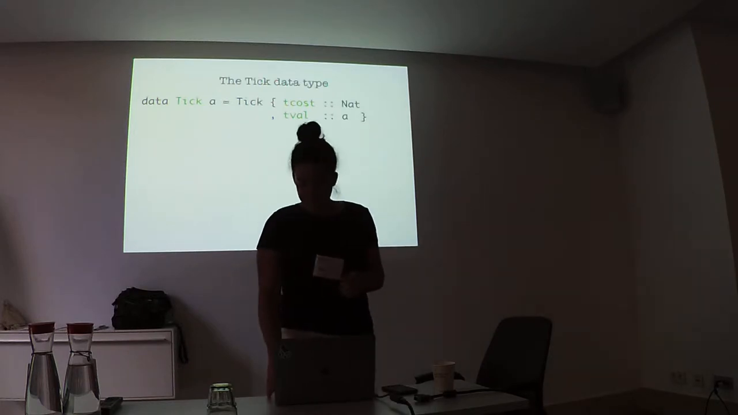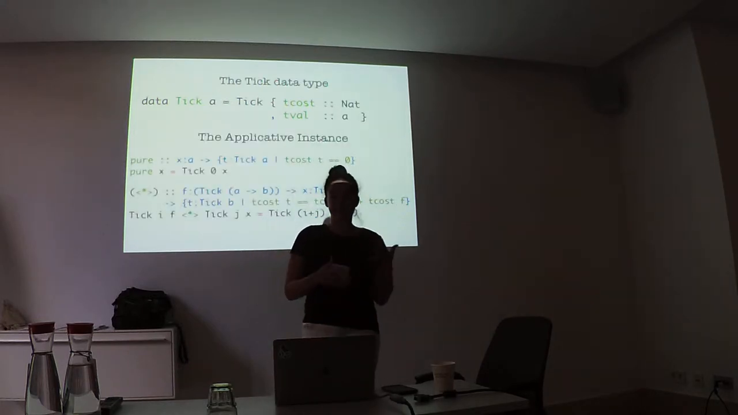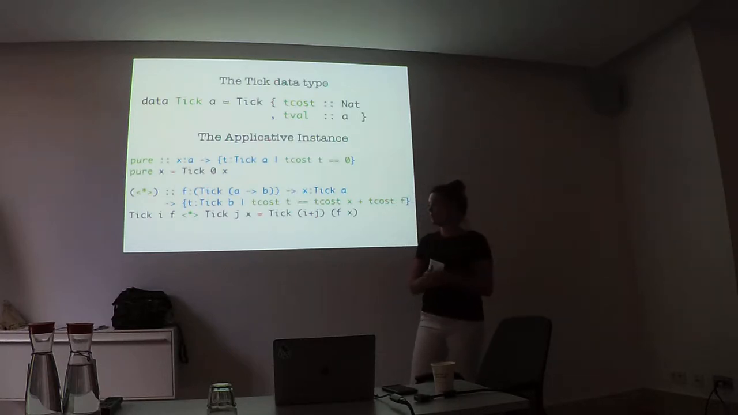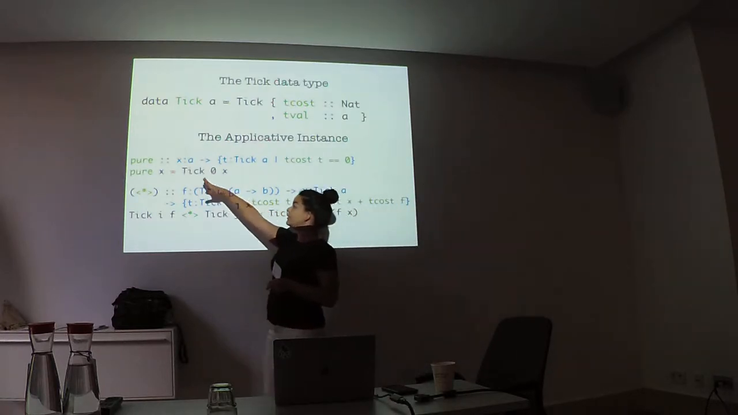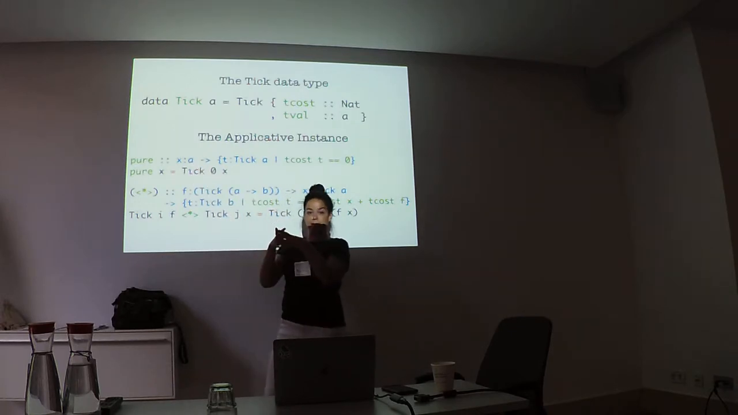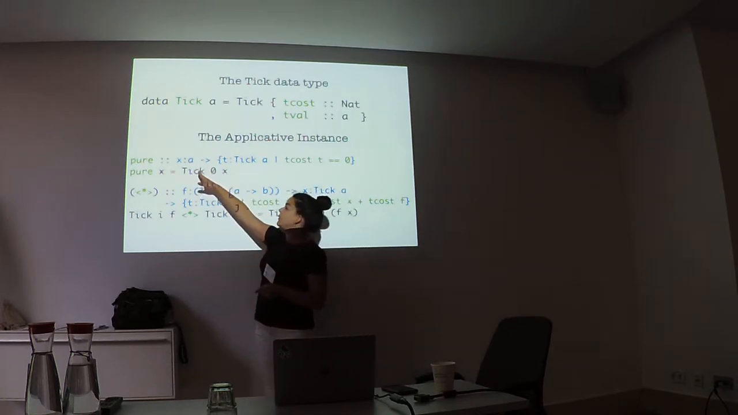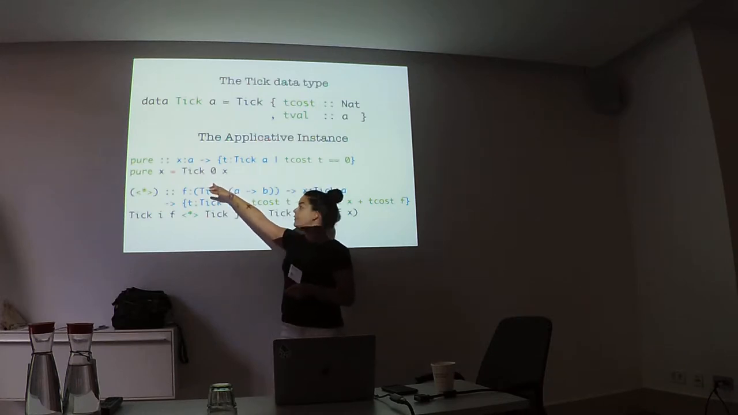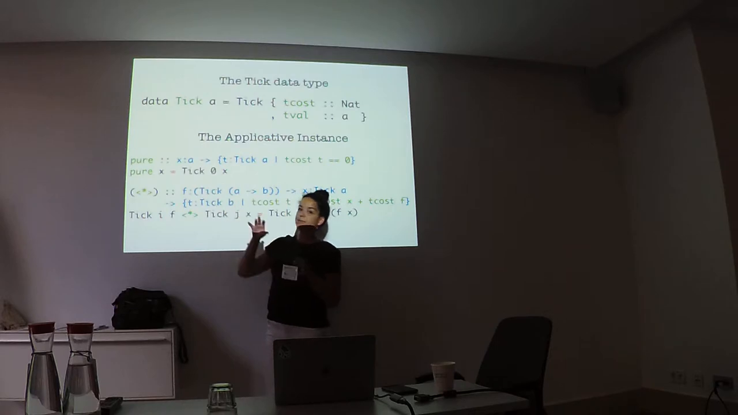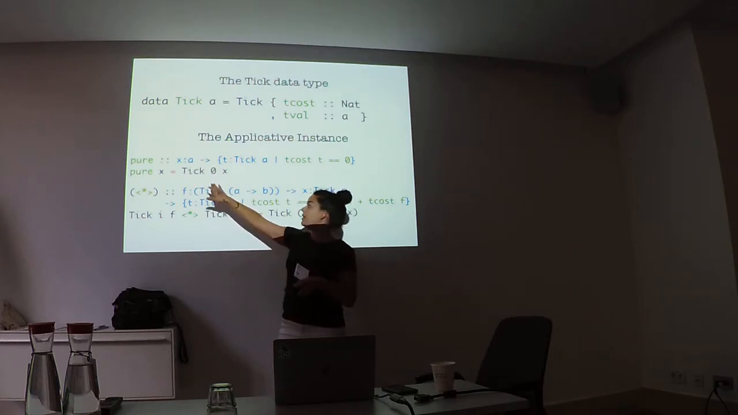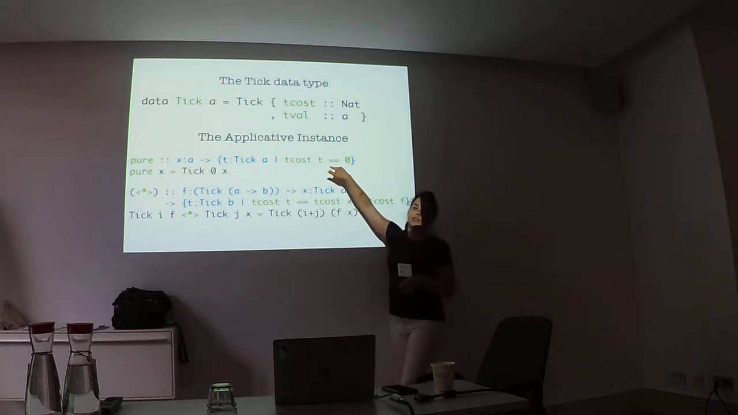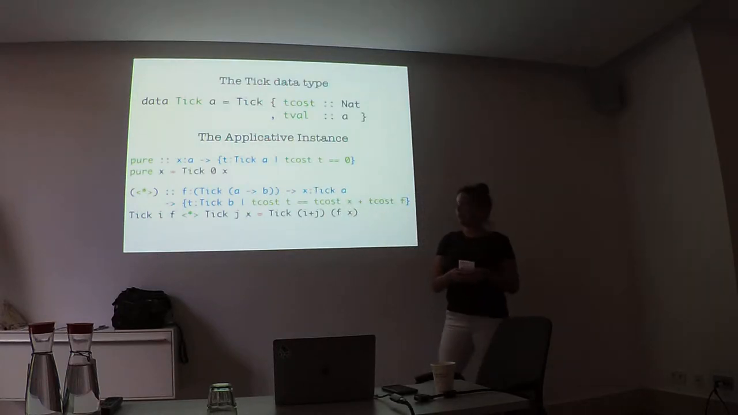So this is my data type, and Tick is an applicative. Applicative has two functions. It has a pure function that lifts: I take a value and I put it inside the Tick, giving it zero cost. So if x is of some type A, I am putting it inside the Tick with zero cost, and I am generating a Tick that is refined so that it has cost exactly zero.